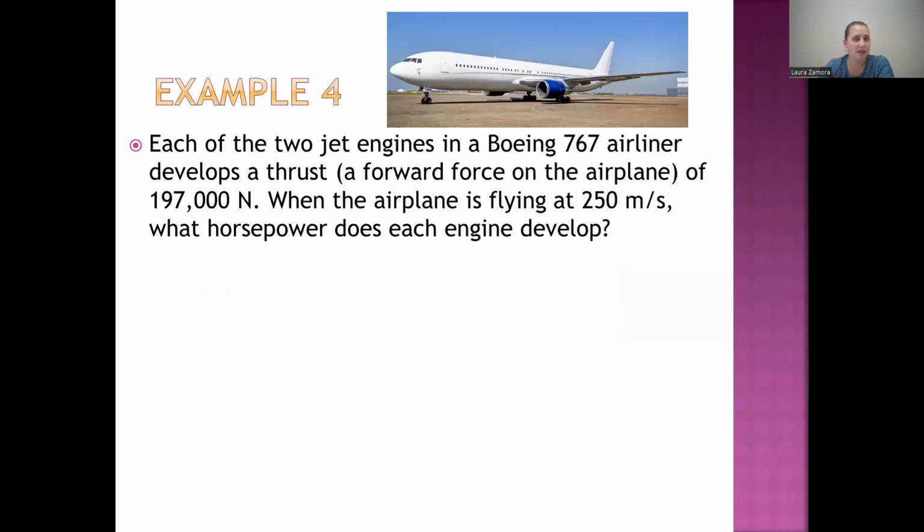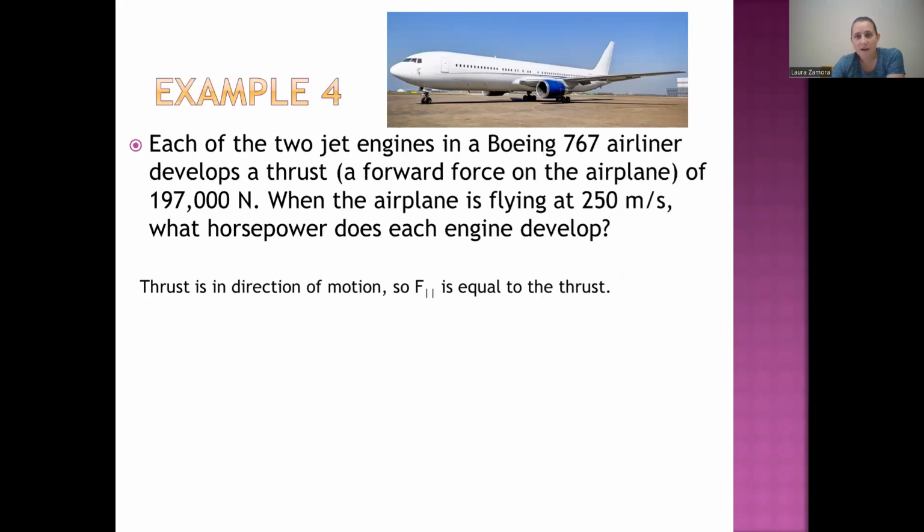Okay, so here's an example. Example 4. Each of the 2 jet engines in a Boeing 767 airliner develops a thrust, or a forward force, of 197,000 newtons. When the airplane is flying at 250 meters per second, what horsepower does each engine develop?